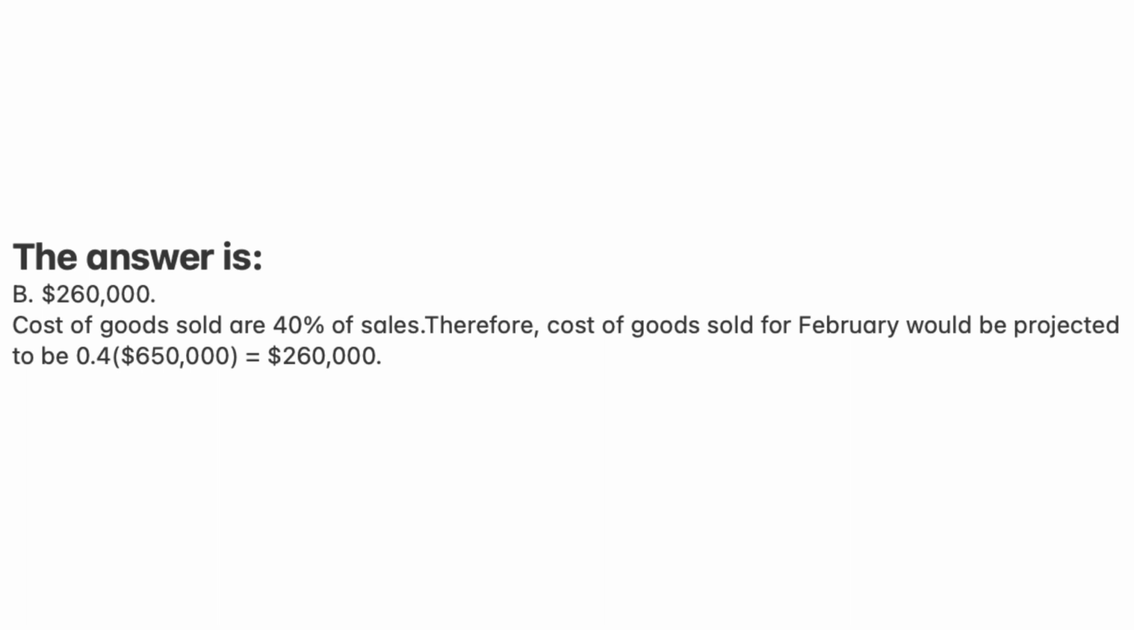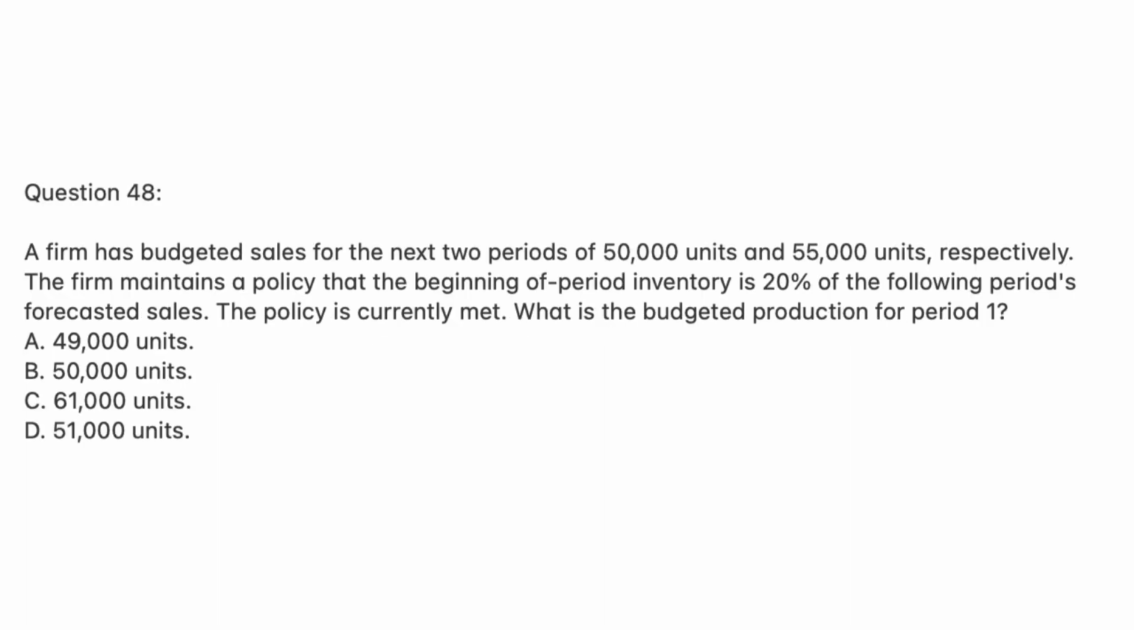$260,000. Cost of goods sold are 40% of sales, therefore cost of goods sold for February would be projected to be 0.4 times $650,000 equals $260,000. Question 48. A firm has budgeted sales for the next 2 periods of 50,000 units and 55,000 units, respectively.